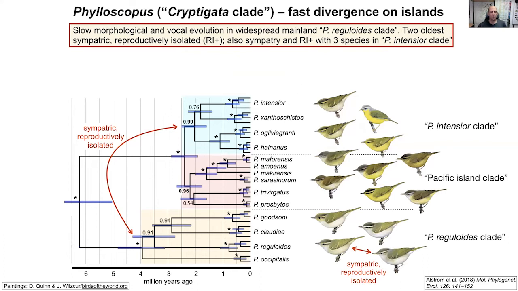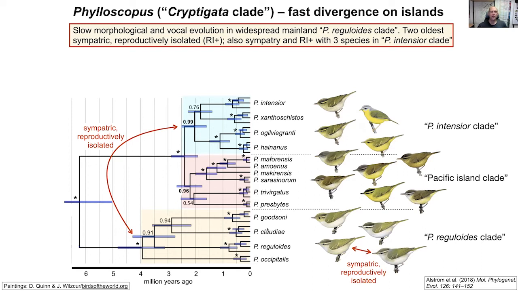So we zoom in on one of those clades. We look at the Phylloscopus reguloides clade to start with. We've got here 4 different species, 3 of which were previously considered to be the same species. They are parapatric, but then we have 1 pair of sympatric, apparently reproductively isolated species. And they look very similar, they sound very similar.